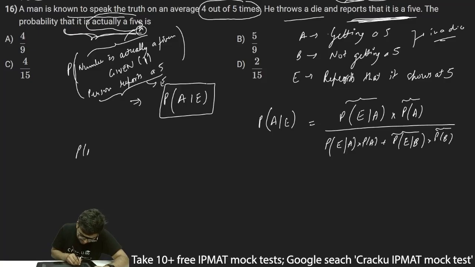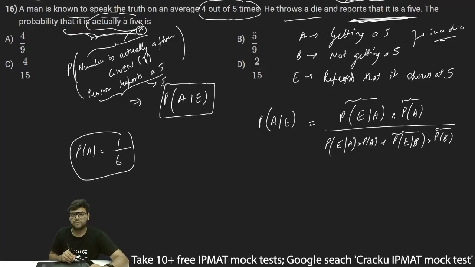So the probability of A will be what? Getting a 5 on a dice: the favorable outcome is only 5, which is 1, and the total outcomes are 6. So 1 by 6 is the probability of getting a 5. The probability of not getting a 5: the favorable outcomes are 1, 2, 3, 4 and 6, so the favorable outcomes are 5 and the total outcomes are 1, 2, 3, 4, 5 and 6. So the probability of B, that is not getting a 5, will be 5 by 6.